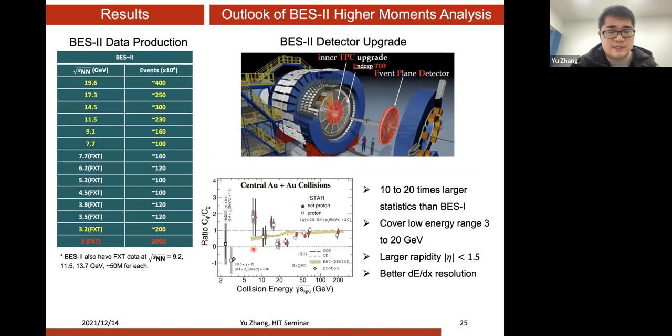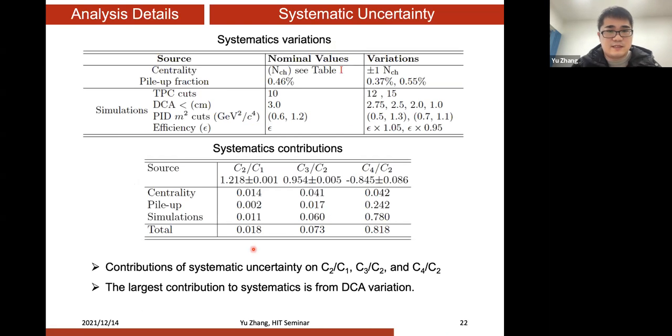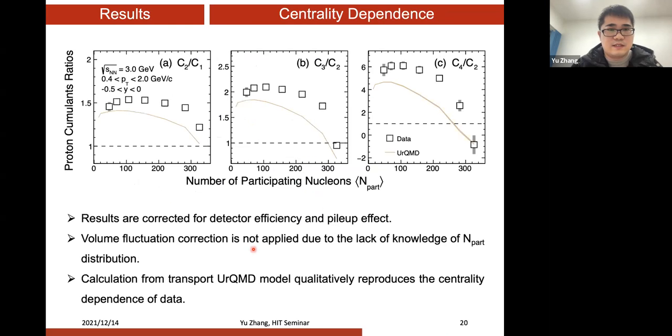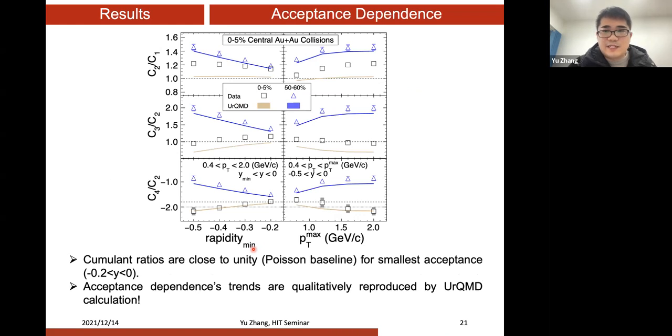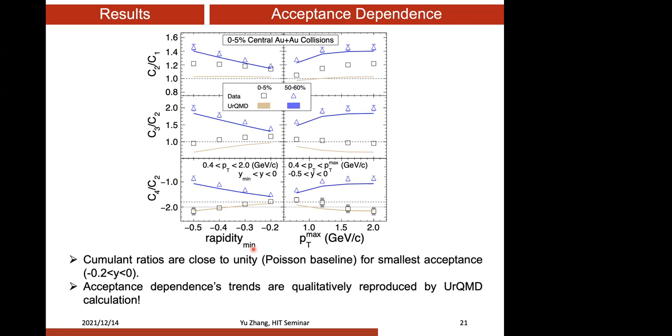Yeah, C2 or C1. Sorry, can you repeat your question? Yeah, my question is how to understand C2 over C1 being above unity, but at the same time C4 over C2 being driven by baryon number conservation, because we know that if C2 over C1 was also driven by baryon number conservation, then it would be below unity, not above unity.